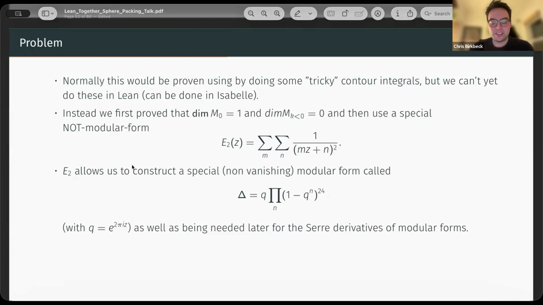And the key is once you have this non-vanishing modular form, using the two dimensions that you have, you can start multiplying by it and you move up by 12. You can divide by it and you move down by 12. And that gives you enough to prove it.